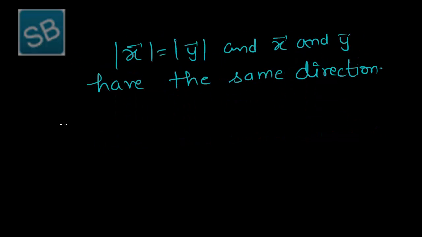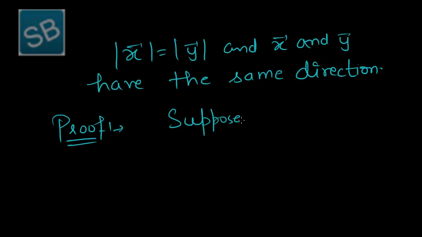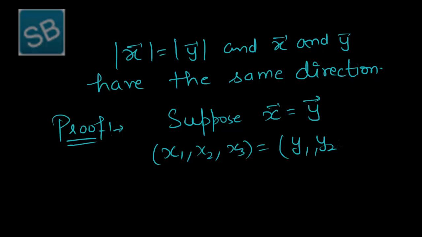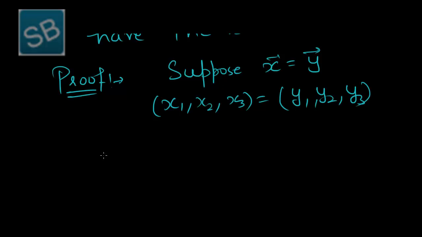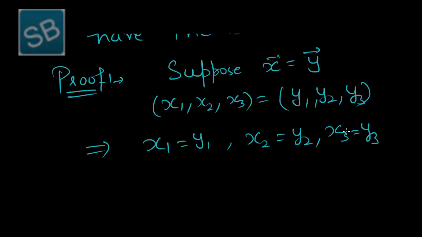So, the proof is: first of all, suppose vector x is equal to vector y. That is, vector x with components x1, x2, x3 and vector y with components y1, y2, y3. So by the equality law of vectors we get x1 is equal to y1, x2 component is equal to y2 component, x3 component is equal to y3 component.